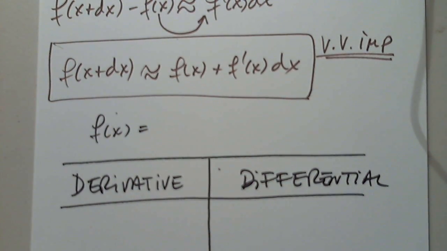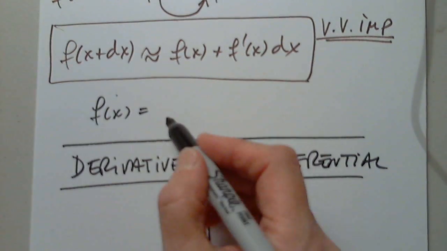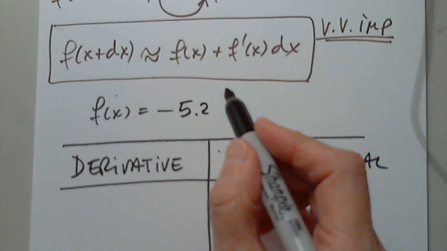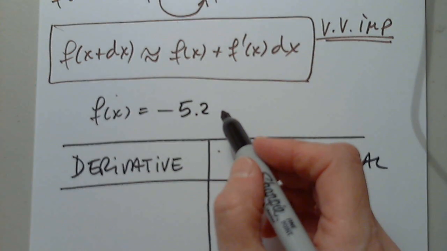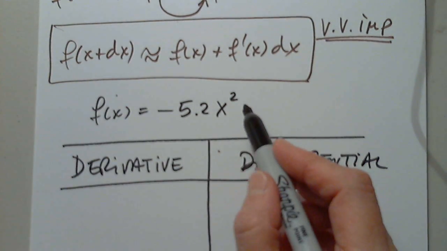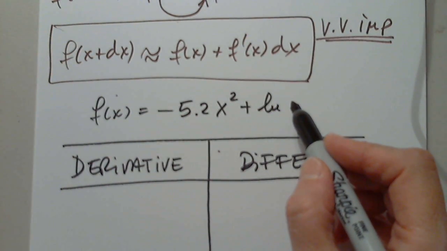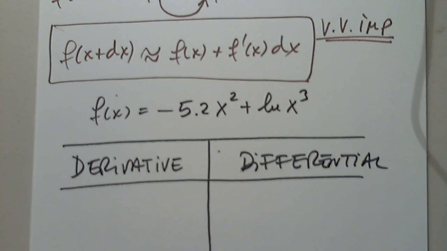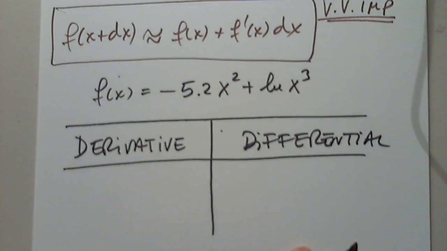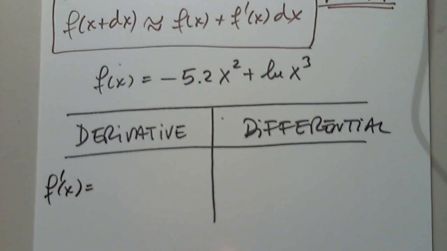Any function. Make up a function, anything that you want. Negative 5.2 x squared, plus 2.1 x. What about natural log x cubed? Okay, perfect. Now, can anyone help us find the derivative of this?